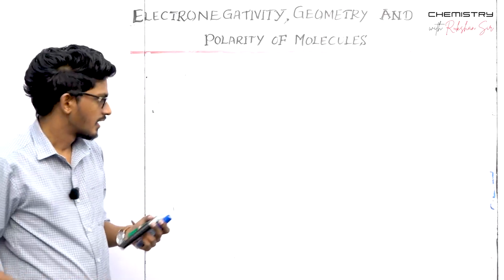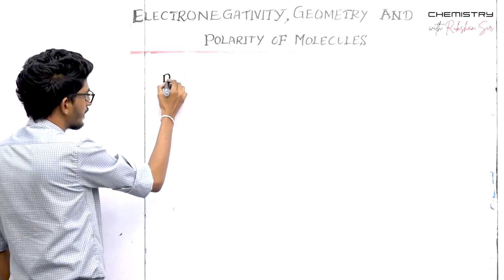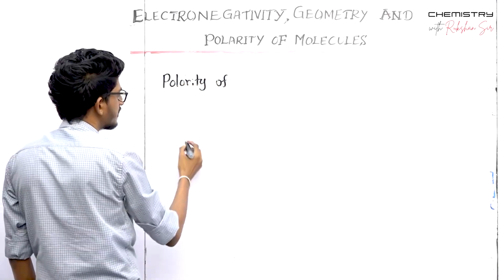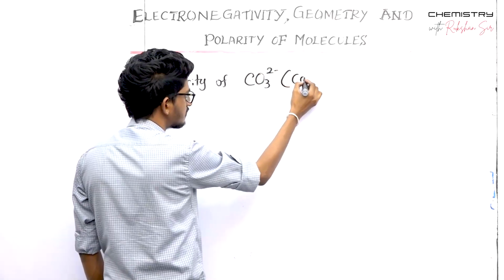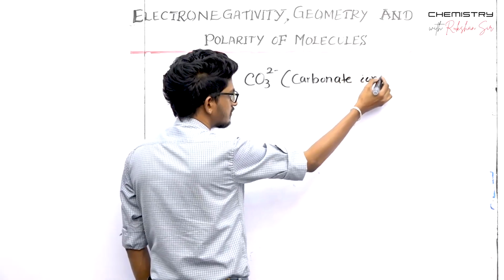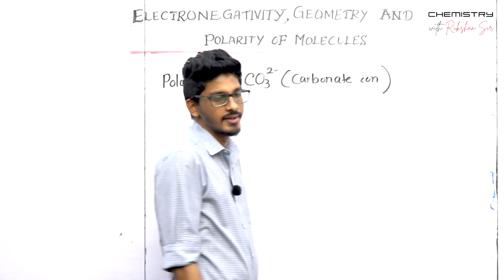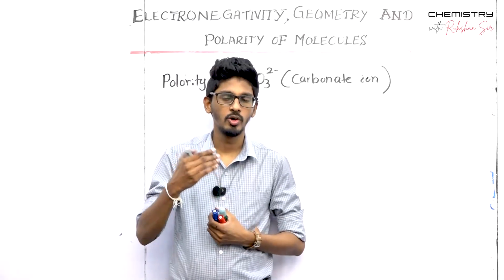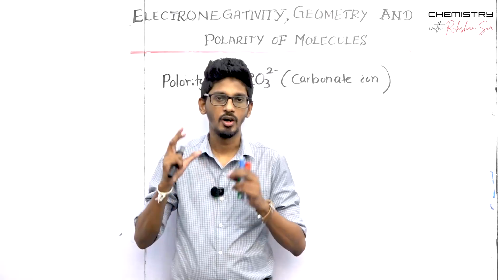Let's discuss the polarity of the carbonate ion, CO3 2 minus. Let's do some working to come up with whether the carbonate is polar or non-polar. This is how we are to decide that.